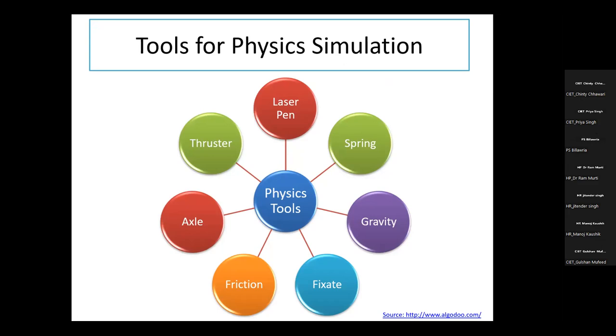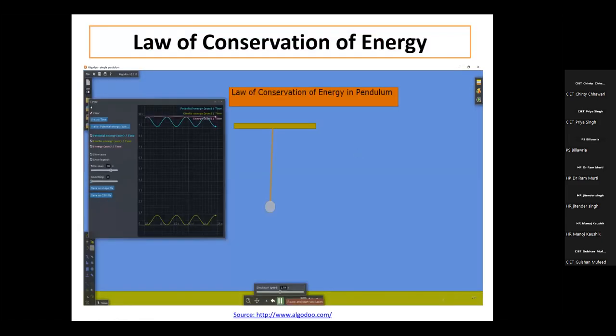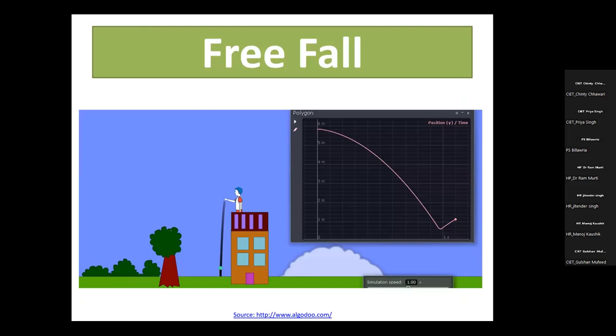Laser, time, spring, gravity, pixel, friction, axle, and thruster. And these are some of the simulations which I created using Algodoo. Falling object from the same height, we will get the output in graphical form also. And this is the law of conservation of energy in a simple pendulum. This is a graphical representation of a moving car with uniform motion. This is a free fall of an object, of a ball from a height.